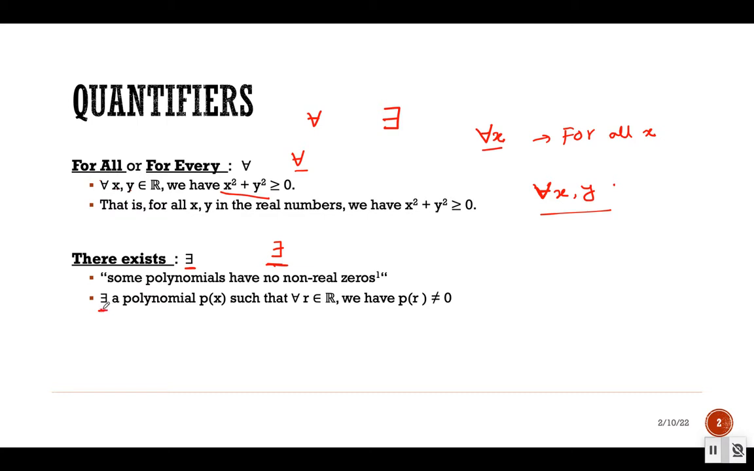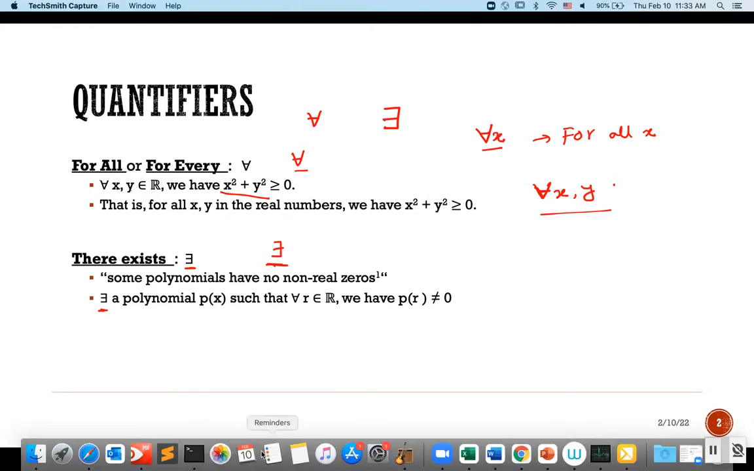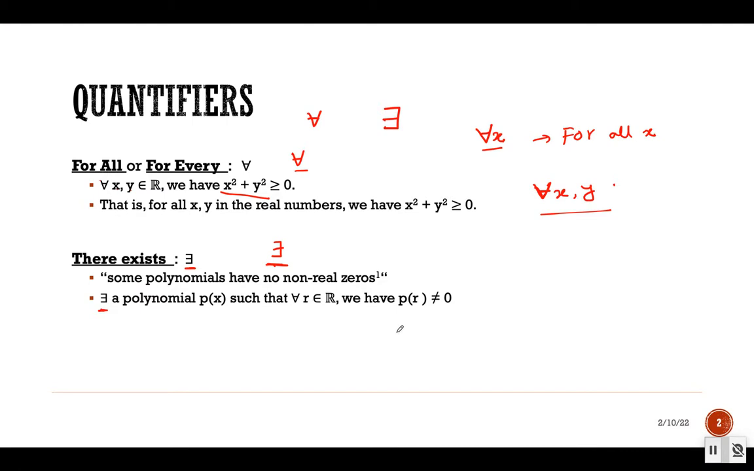So it means there exists a polynomial p of x such that for all r belonging to the real numbers, we have p of r not equal to 0. Just remember, this one means for all, so for all x, and there exists means there exists an x. If there exists an x for which some condition, some predicate, is true, we are going to use the there exists quantifier.